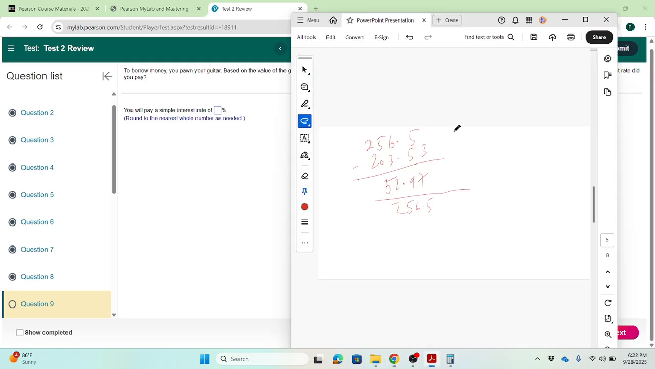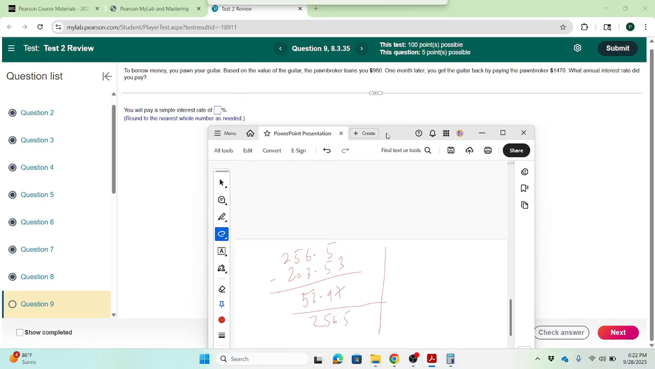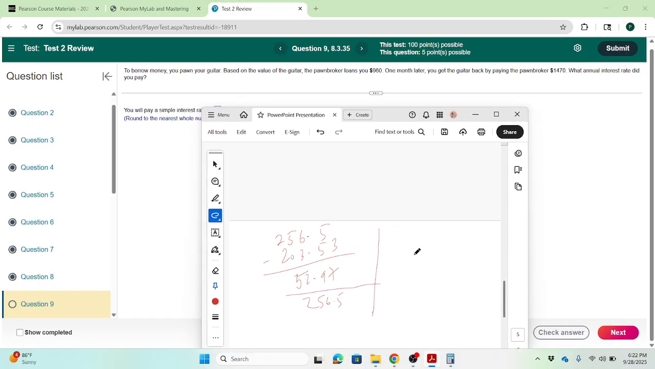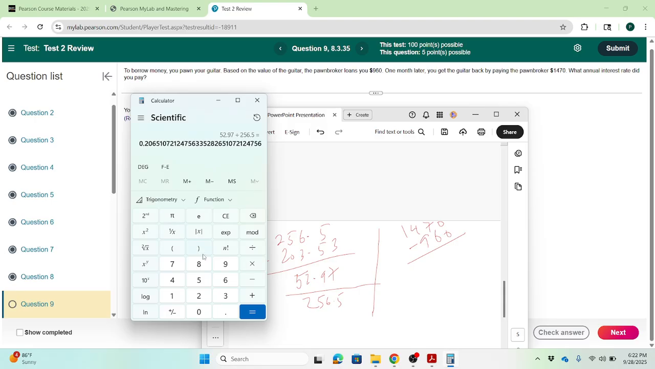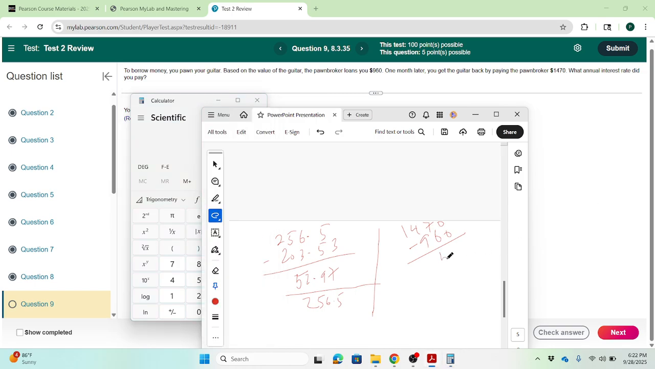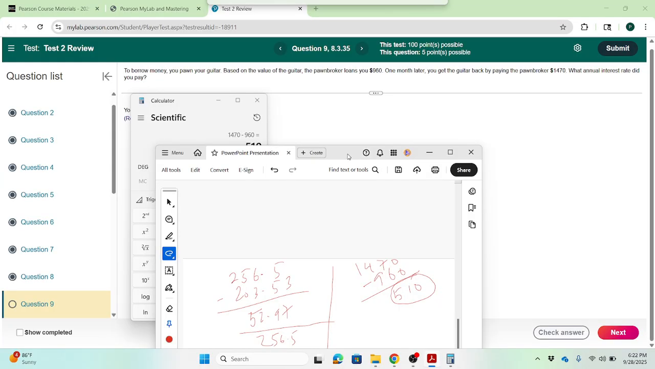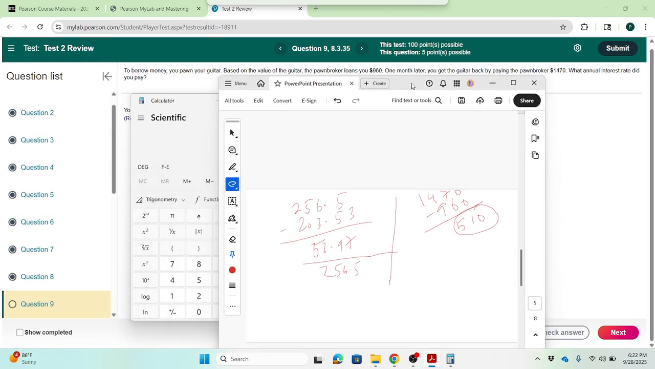Okay, so you borrowed how much? 960, and then you paid 1,470. So the total interest you paid is the difference, which is 1,470 minus 960. The difference is 510. So the 510 difference is for the interest. One month later, that's the interest for one month. So what annual interest rate did you pay?